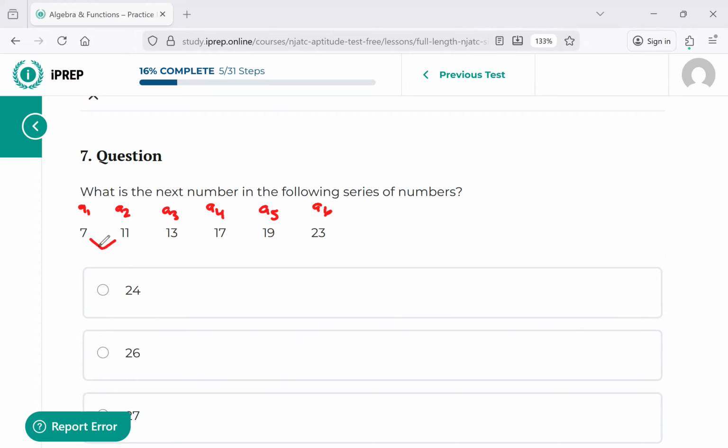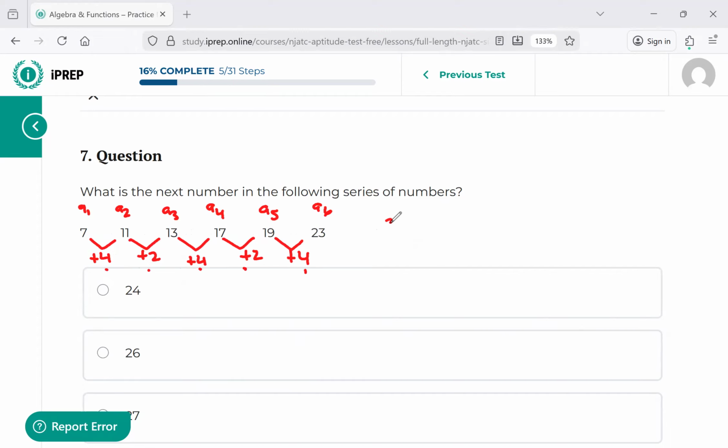From 7 to 11, I believe you had to add 4. From 11 to 13, you had to add 2. From 13 to 17, add 4. From 17 to 19, add 2. Okay, so I see a pattern. From 19 to 23, you had to add 4. So it alternates the common difference: 4, 2, 4, 2, 4.